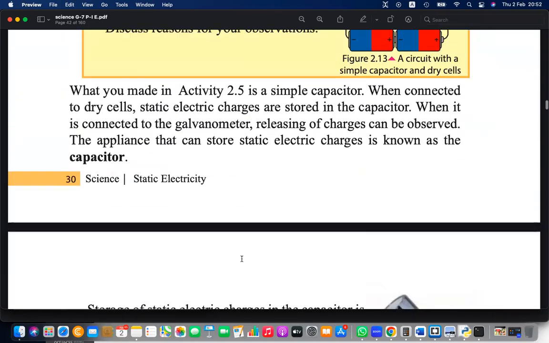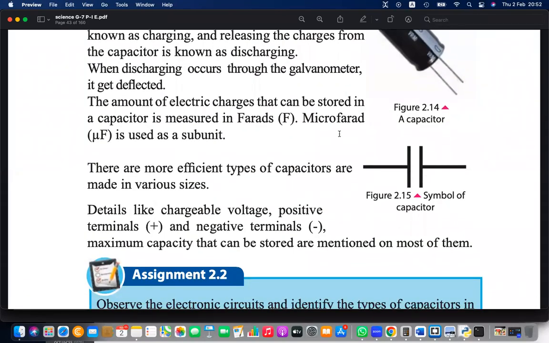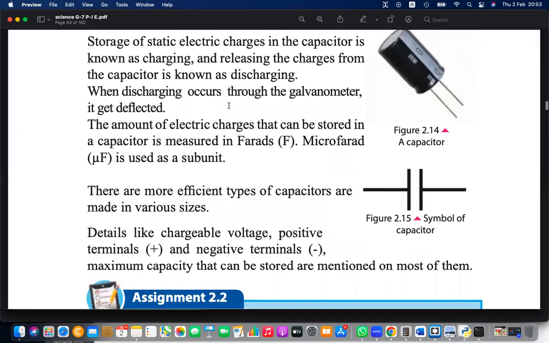Up to now, we have discussed interesting usages and applications of static electricity. Here, this is called microfarad. The capacity of the capacitor is measured in farads. Basically, we could measure that using a galvanometer, but it discharges very quickly, so it is measured in microfarads. The amount of electric charge stored in the capacitor is measured using the farad. Actually, the symbol is microfarad. This is how you are measuring it.